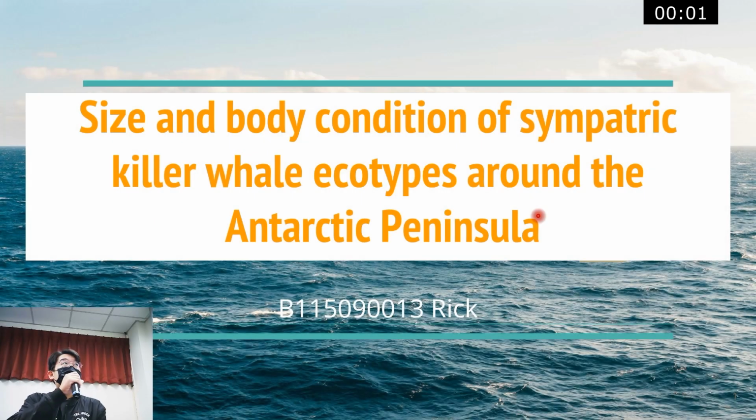Good morning. My name is Rick, and the topic of the paper I want to share today is size and body condition of sympatric killer whale ecotypes around the Antarctic Peninsula.